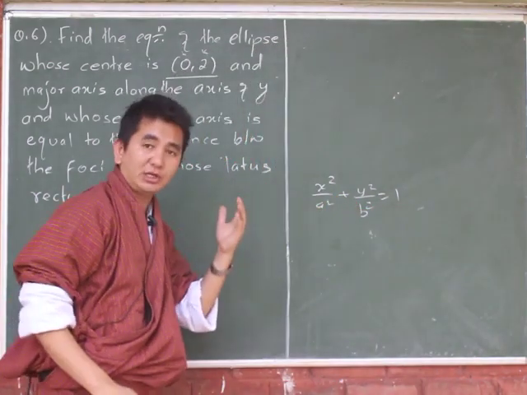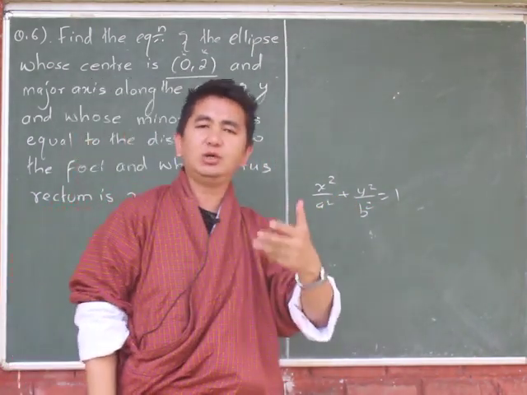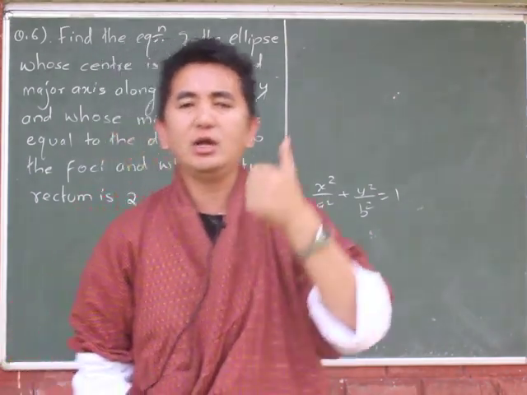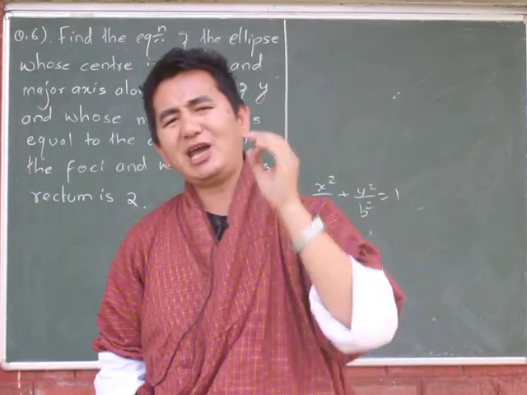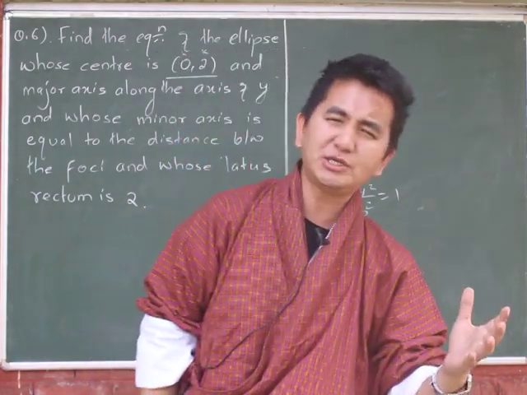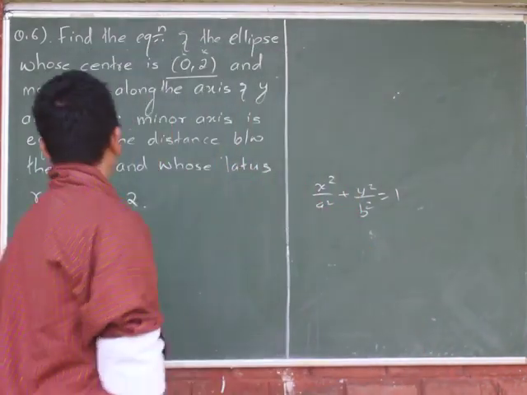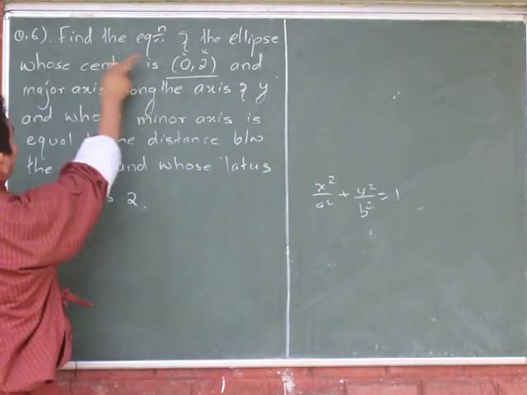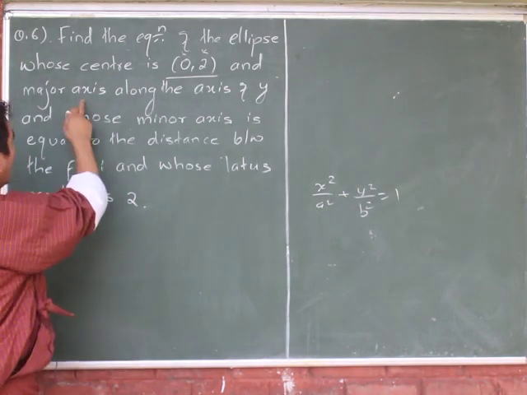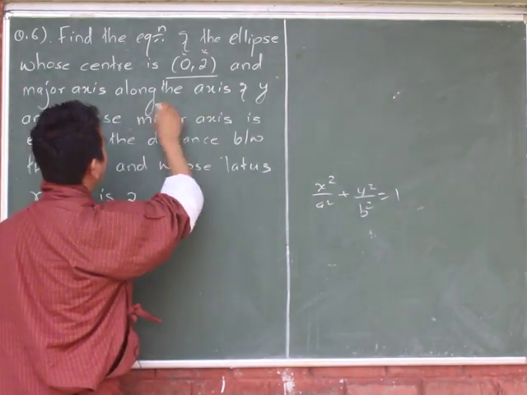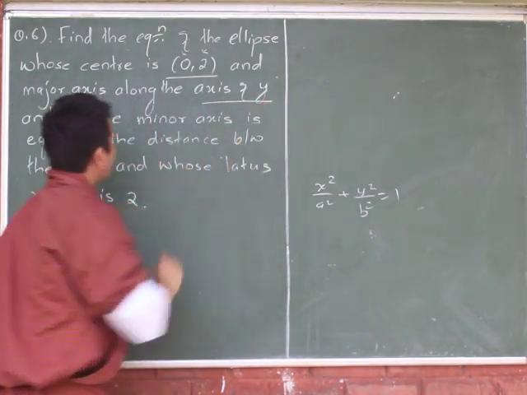You have to read the question carefully. Sometimes, as I told you, if there's a restriction then you have to go with the restriction. If there's no restriction, you can take any equation you like, either horizontal or vertical. In this case, you need to find the equation of the ellipse whose center is at 0,2 and whose axis is along the axis of y.